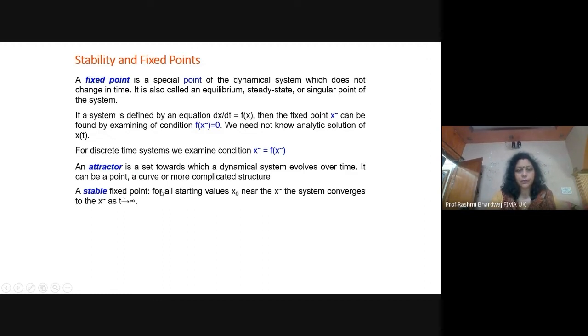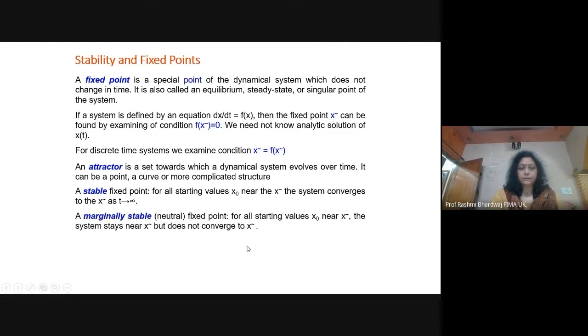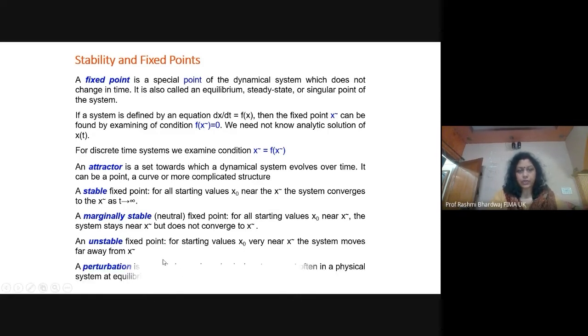For a stable fixed point, for all starting values x0 near it, the system converges to this point as t tends to infinity. This means as time tends to infinity, it remains a fixed point and all the points are converging towards this point. Then it is known as a stable point. Marginally stable means all values are evolving around this but not converging to it. And unstable means the system moves far away from this point. Like I am showing this.